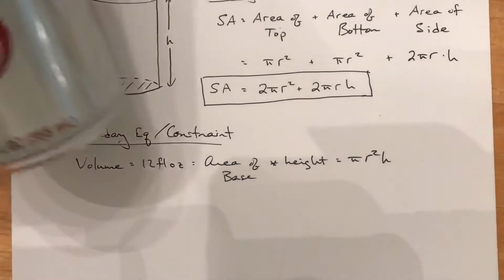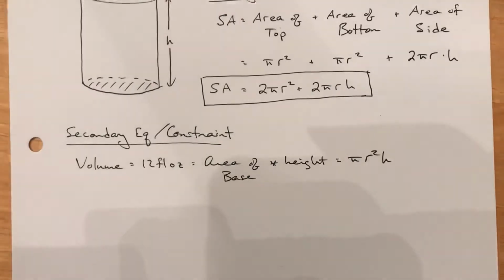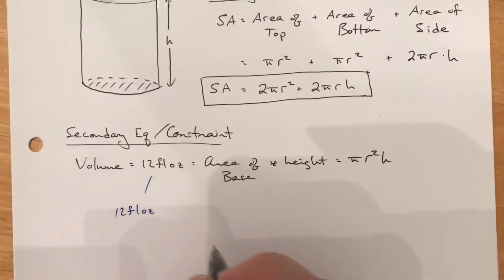I know the can here on the side says that it is 355 milliliters. There's a nice easy conversion from milliliters to cubic centimeters, and we could use centimeters as our unit, but this is America, and we don't do that hippie communist nonsense metric system stuff here. So we're going to go with inches, and we need to know what is 12 fluid ounces in cubic inches.